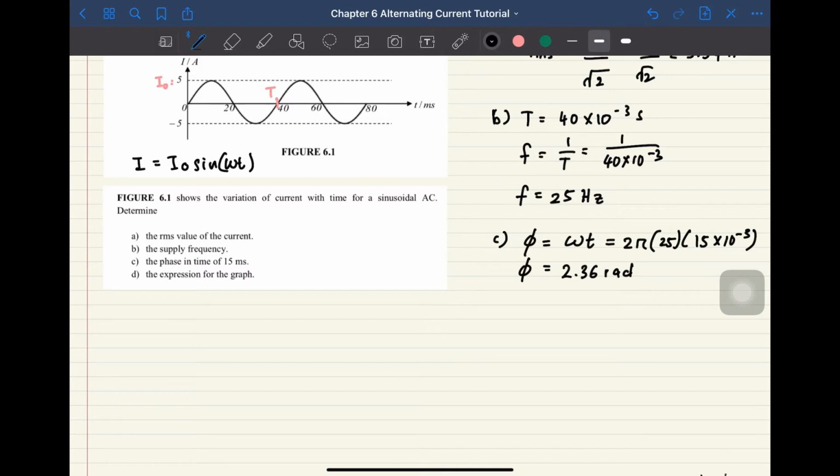And the last question for this one will be the expression for the graph. You can refer to the one that I write over here. It depends on the shape of the graph. If this one is cos, you have to use cos, but in this case it's a sine graph. It starts from 0, it goes to positive. You can see the clear S over here. So it is actually a sine graph. So I equals I naught. Maybe I can just write the general formula first.